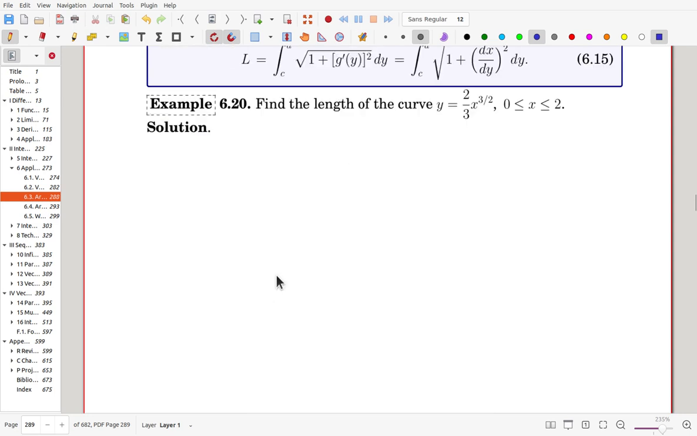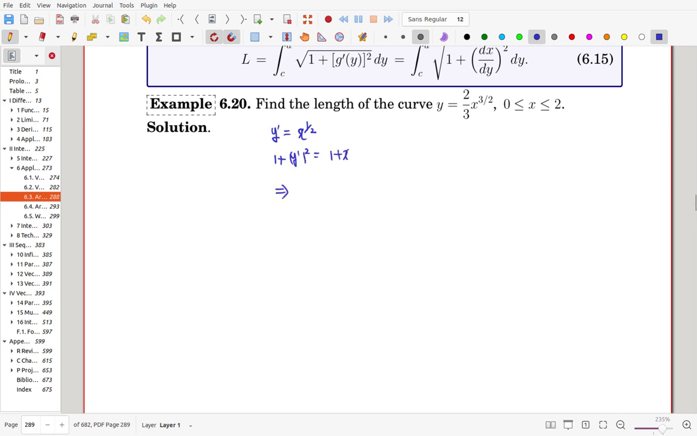Okay, let's try to solve some examples. Find the length of the curve y equals 2 over 3 x to the 3 over 2. So let's get y prime. 3 over 2 will come out, then cancel with 2 over 3, leaving x to the half power. So 1 plus y prime squared is the same as 1 plus x.